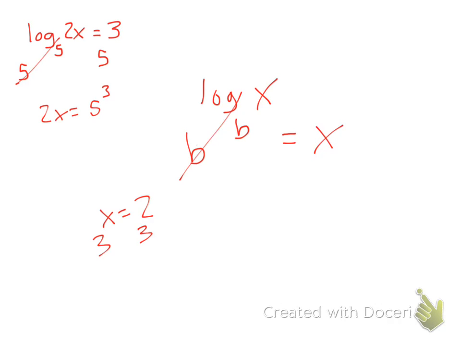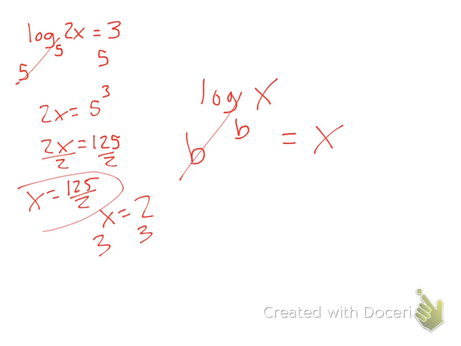And then 5 to the third power is 125, and then divided by 2. x equals 125 over 2. It's not too bad, right? 62.5. And again, what are you going to do? Check it. And it should work.